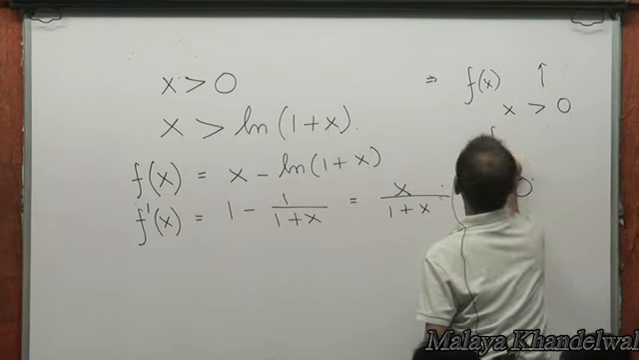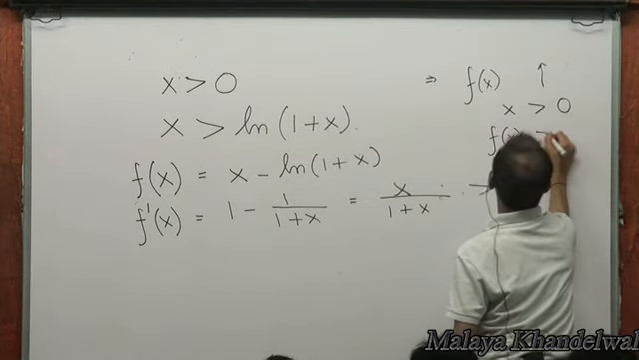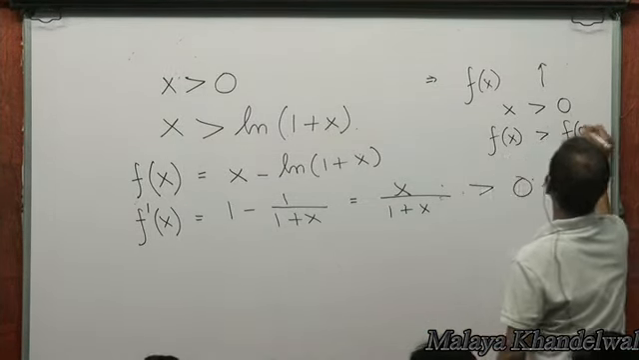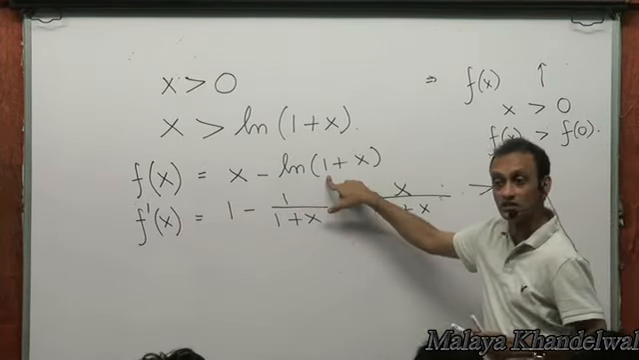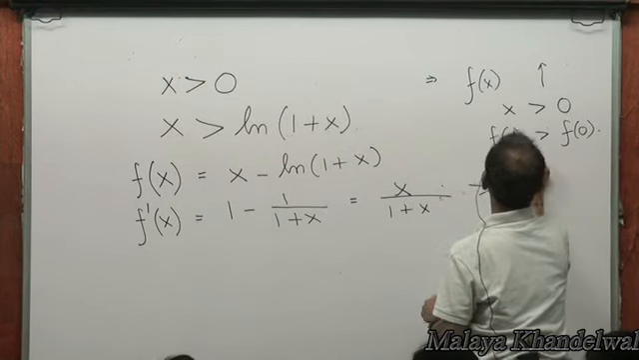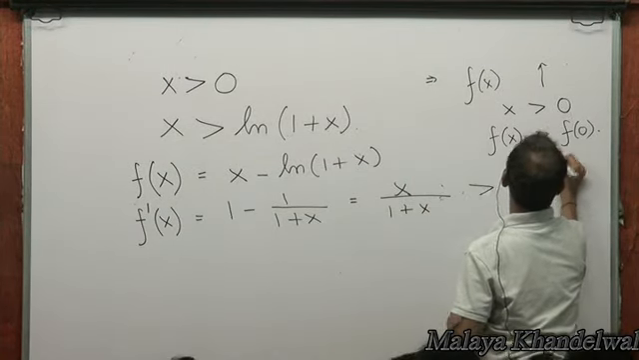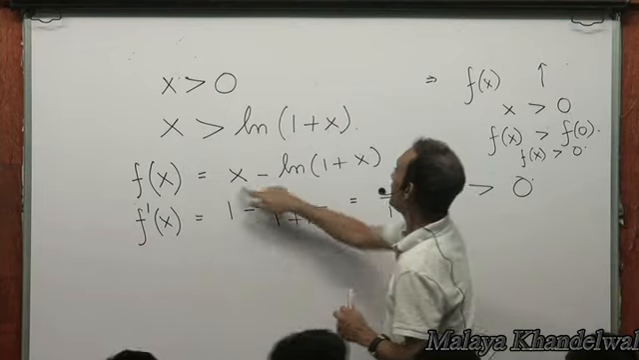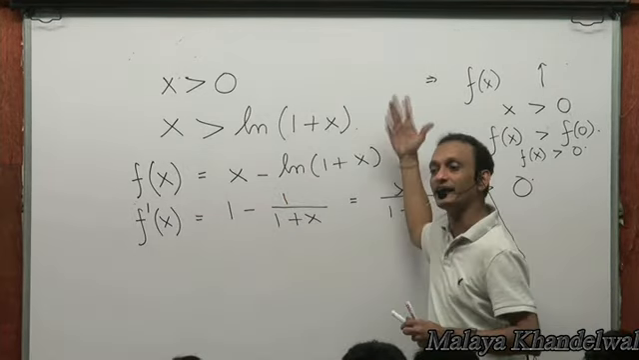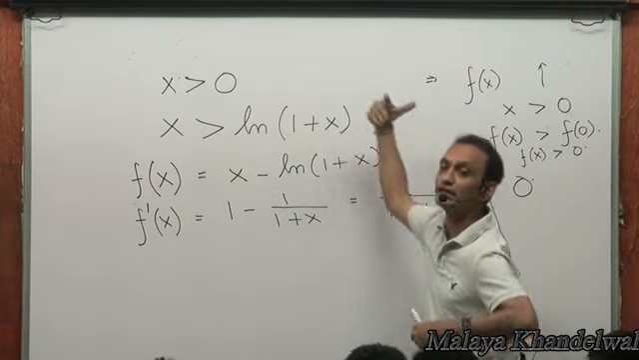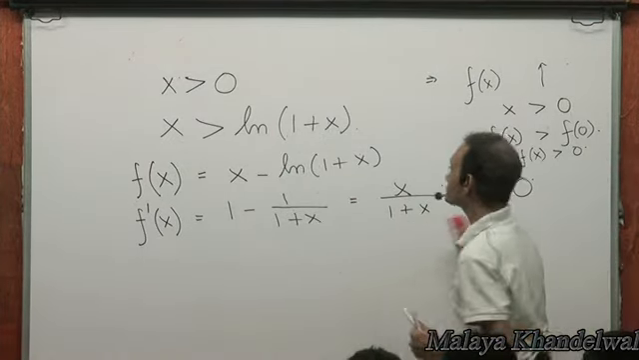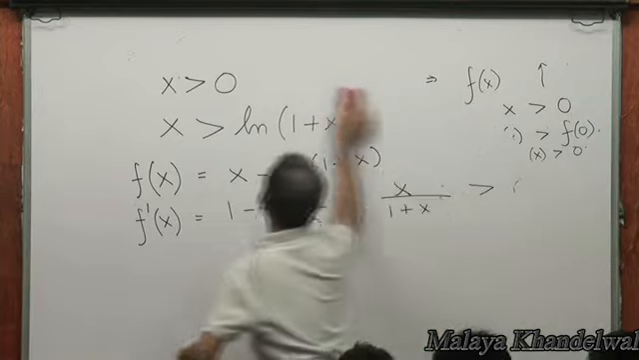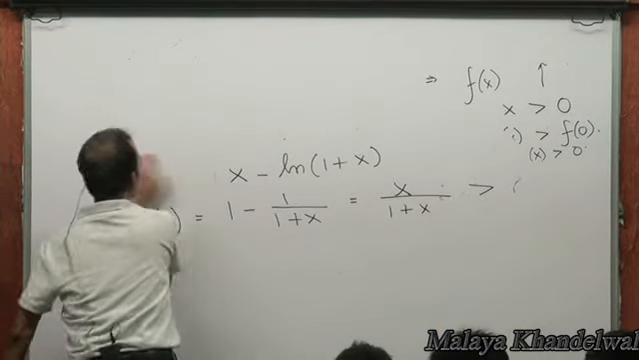That means f x must be greater than f 0. This is what it means. But what is f 0? F 0, as you can see, is 0. So f x is greater than 0. F x greater than 0 means x minus ln 1 plus x will be greater than 0. X therefore will be greater than ln 1 plus x. Now, let me look at a few more inequalities.